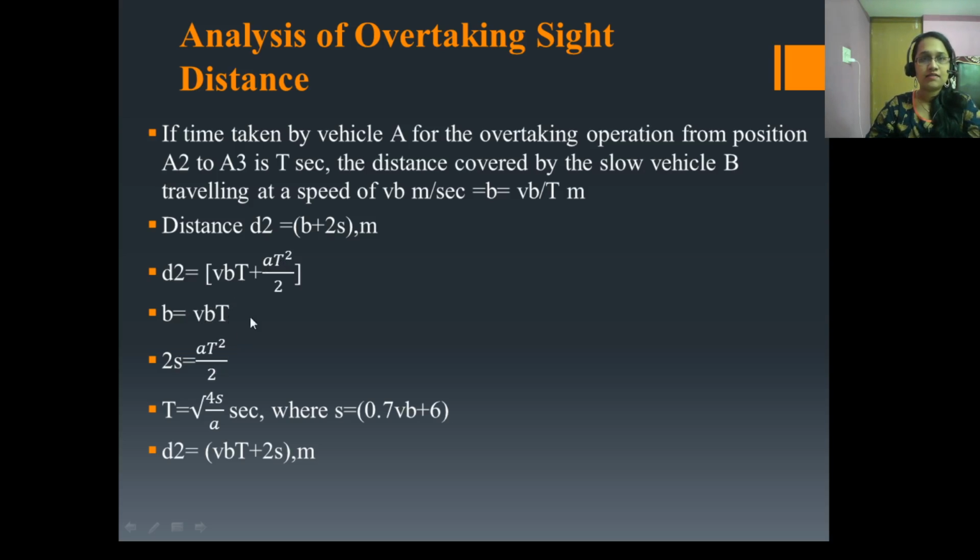And your s is your at square upon 2. So you're substituting in this equation here. So your capital T will be square root of 4s upon a seconds. And your d2 will be VBT plus 2s in meters.